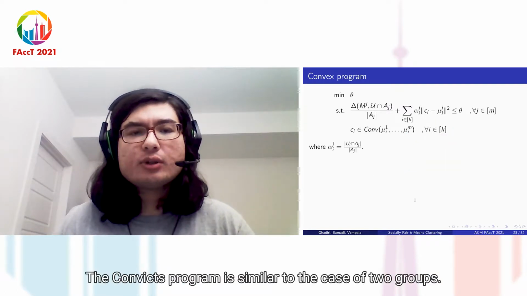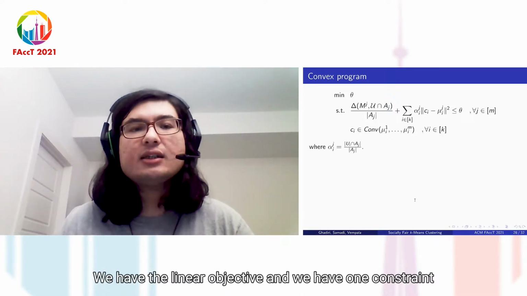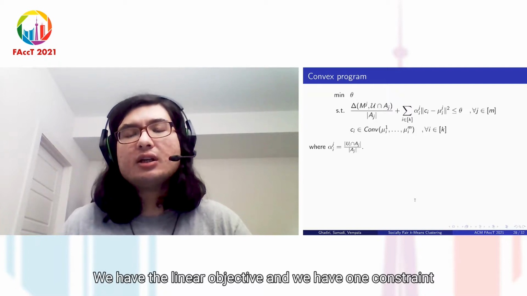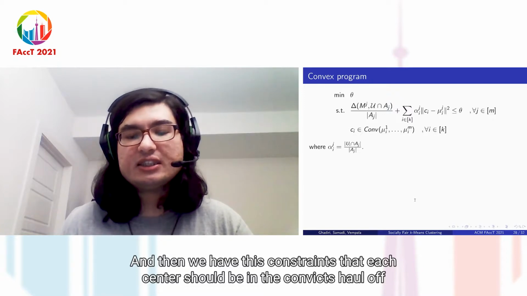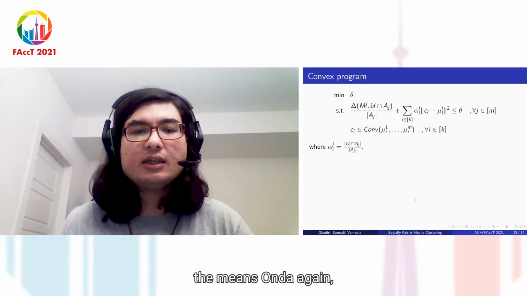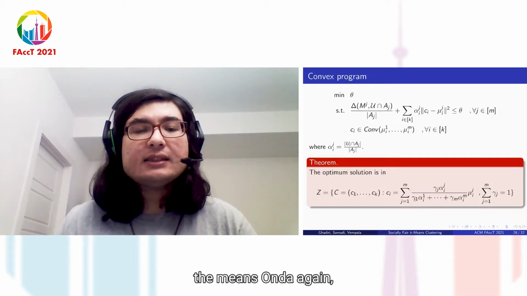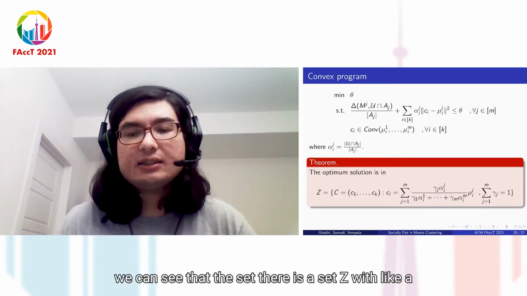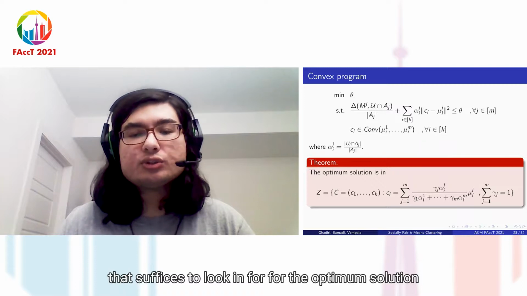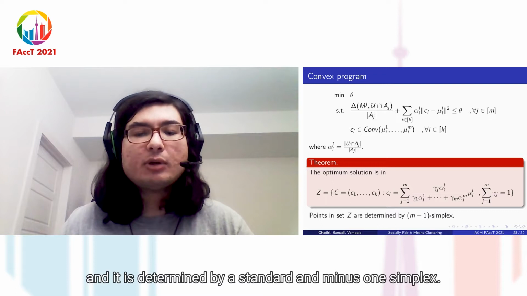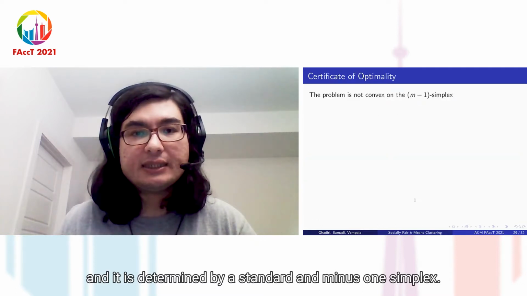Again, the convex program is similar to the case of two groups. We have a linear objective, and we have one constraint for each group, and then we have these constraints that each center should be in the convex hull of the means. And again, we can see that there is a set Z with a smaller dimension that suffices to look in for the optimum solution. And it is determined by a standard m-1 simplex.